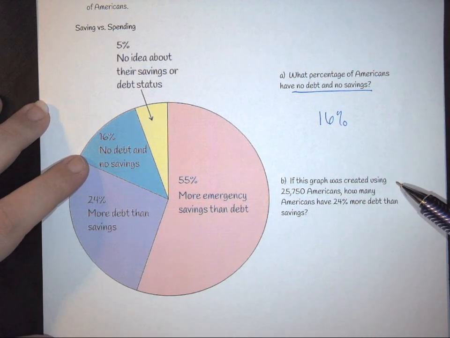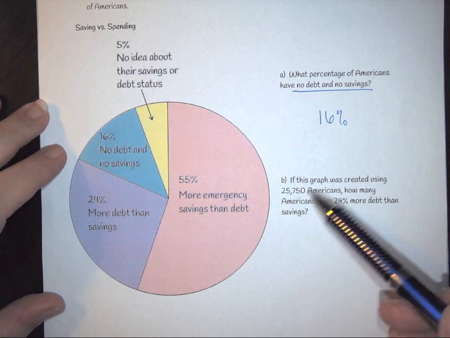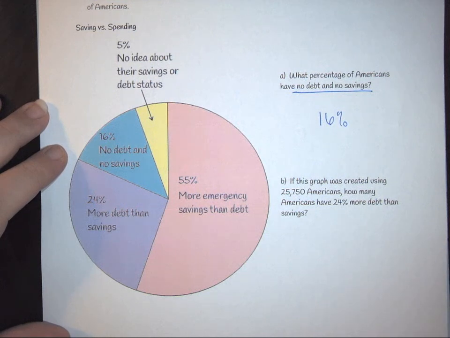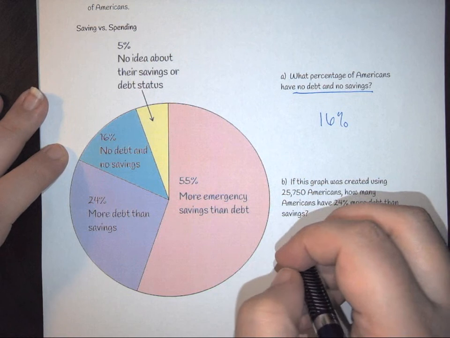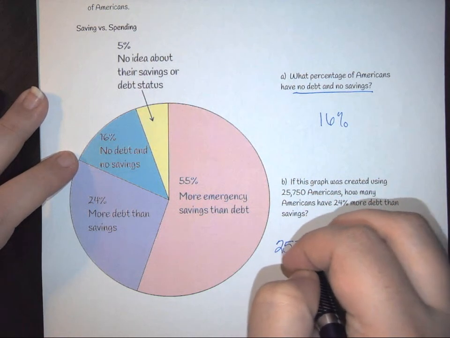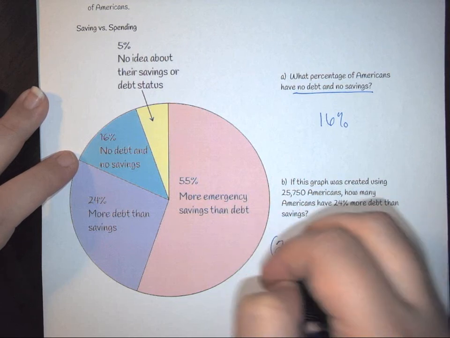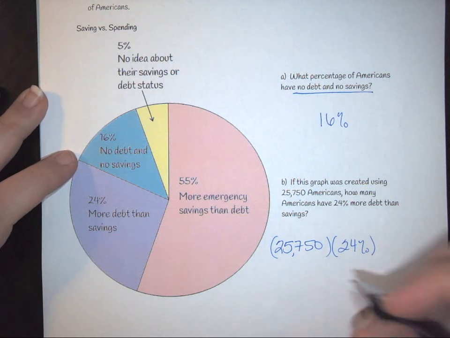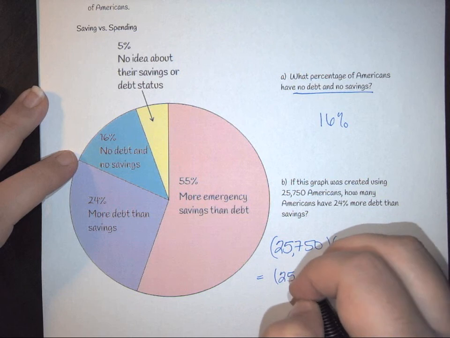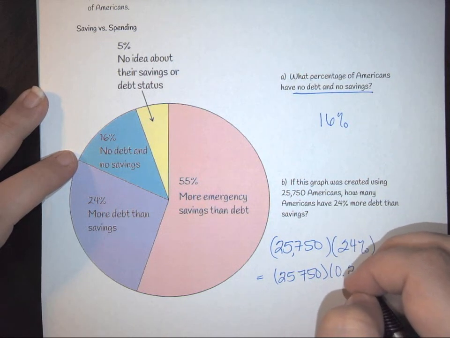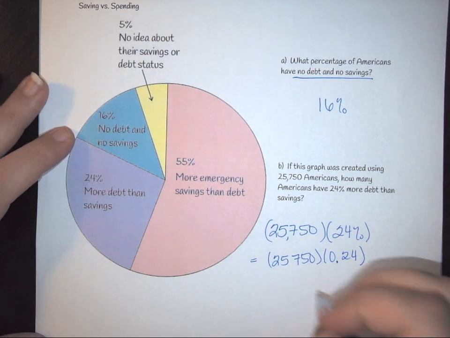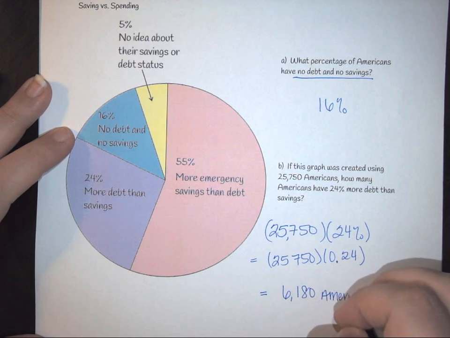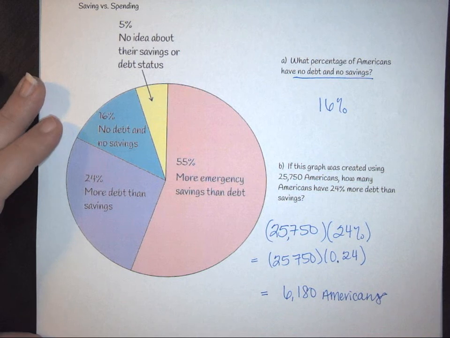The next question says, if this graph was created using 25,750 Americans, how many Americans have 24% more debt than savings? So here we're talking about more debt than savings, so we have to take that 25,750 and multiply that by the 24%. So remember, a percent is the same as a decimal, so this is the same as saying 25,750 times 0.24. And when we multiply that out, we end up with 6,180 Americans. Okay.